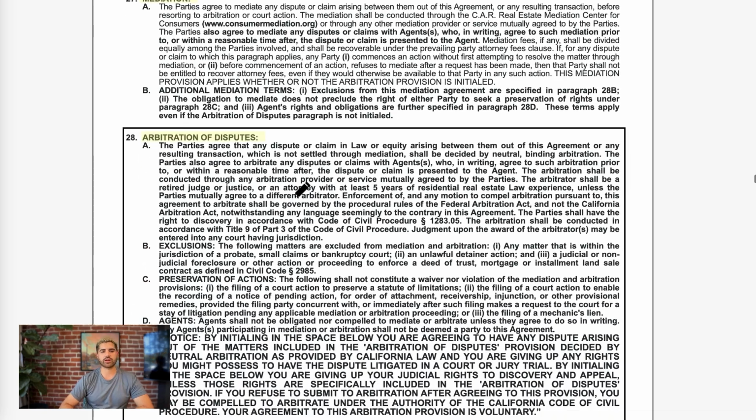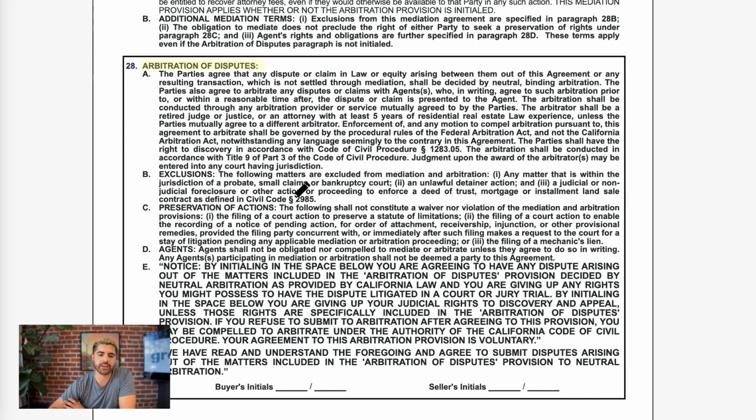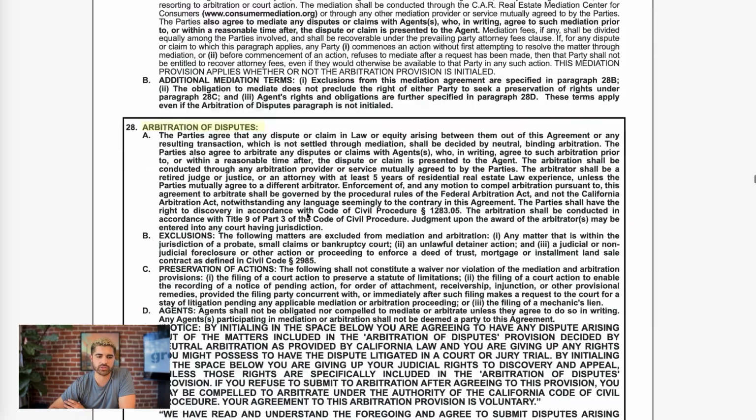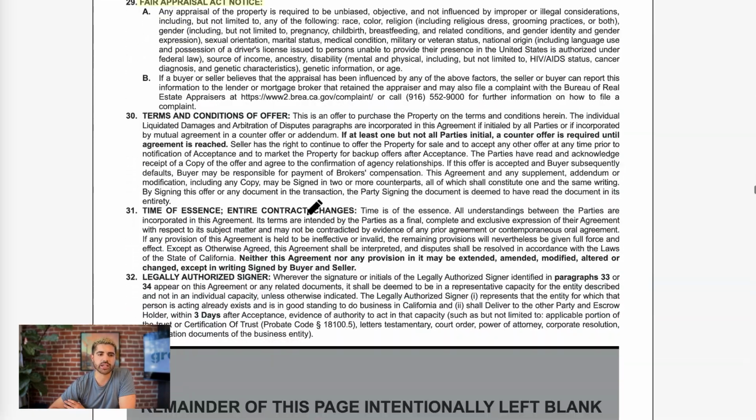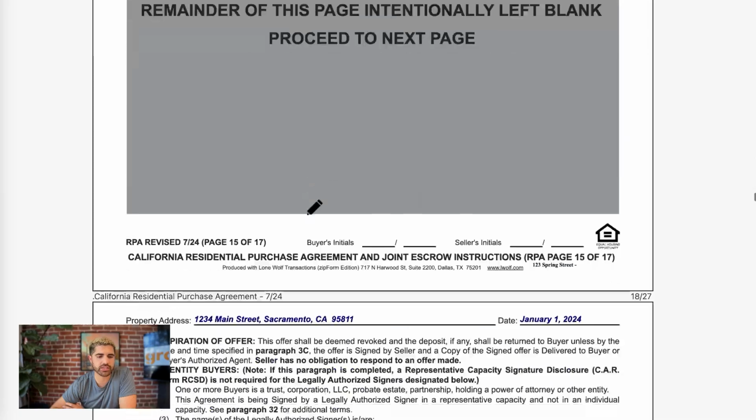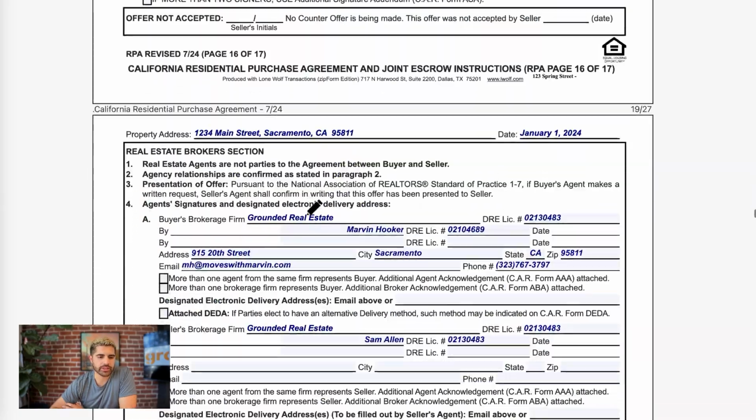And then mediation and arbitration, it just says that as a buyer and seller, you would agree to go to mediation prior to arbitration if anything happens, and arbitration over litigation if it gets to that point. So that's what these initials are for. We also have the Fair Appraisal Act notice, just saying that everybody is given the right to a fair appraisal, that it can't be judged by any of the characteristics and classes listed in the Fair Housing and Discrimination Advisory. And then we go down, down, down.